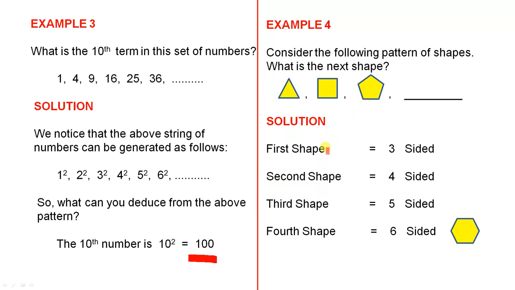Well, the first shape has 3 sides. That is, it is a 3-sided shape. The second shape is 4-sided. The third shape is 5-sided. So if we follow the pattern, the fourth shape is 6-sided, which is a hexagon. Okay, so that is a hexagon.